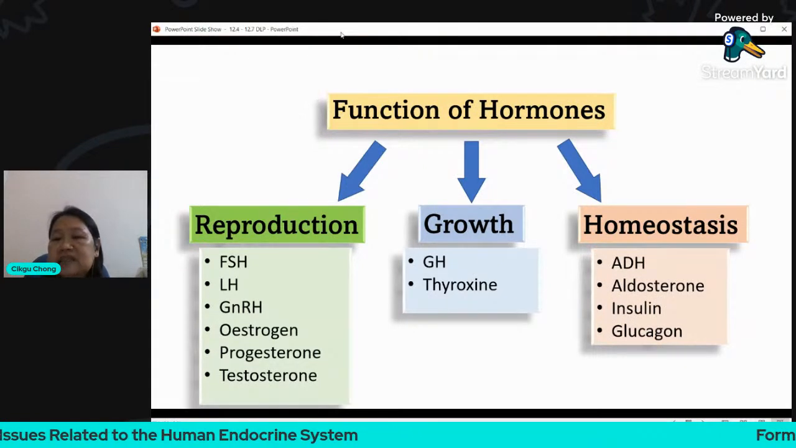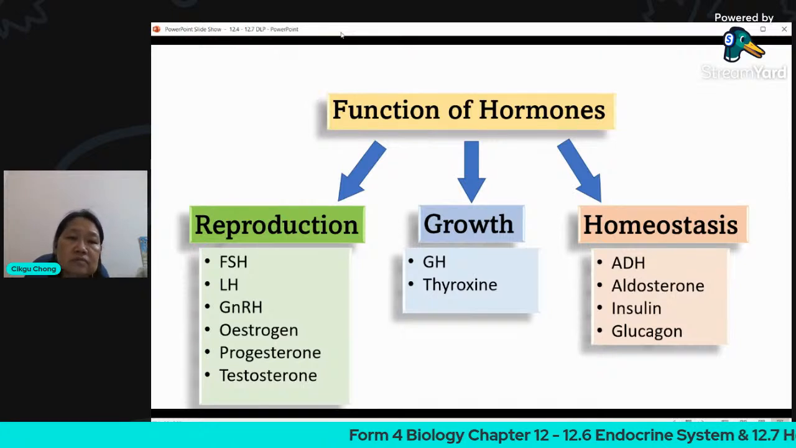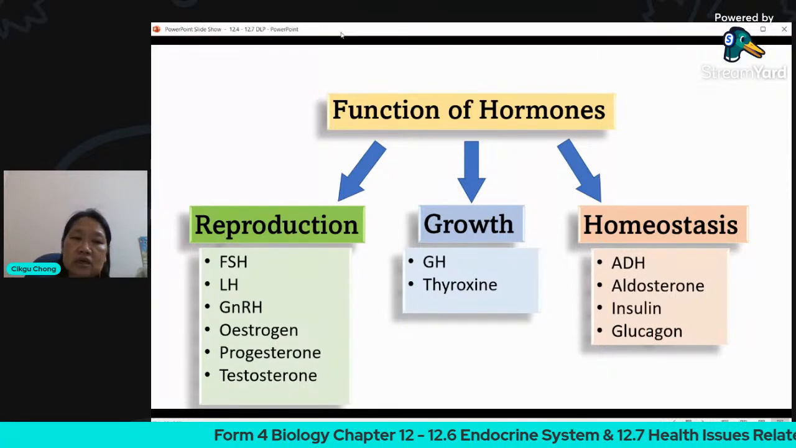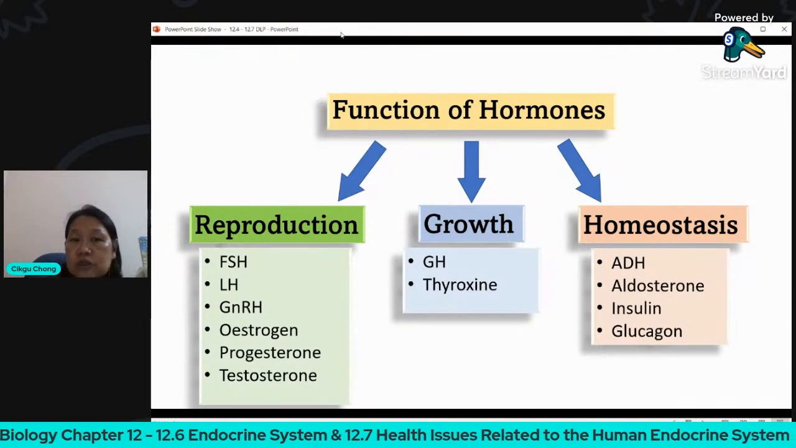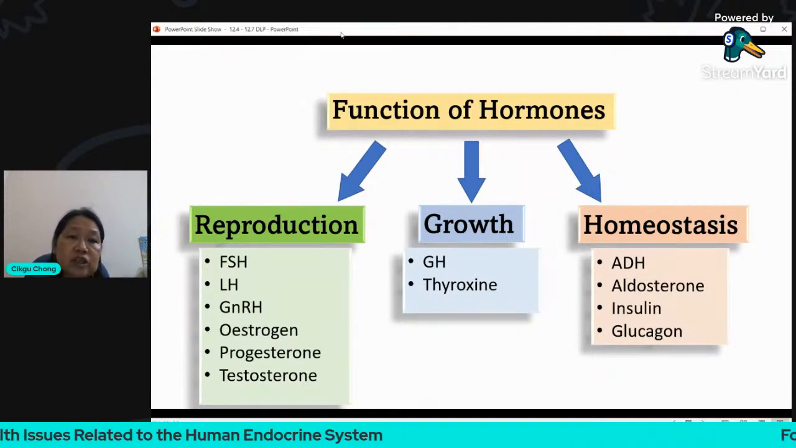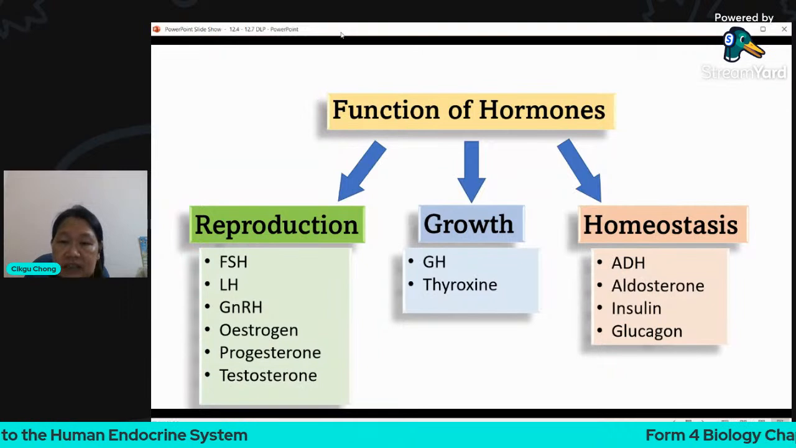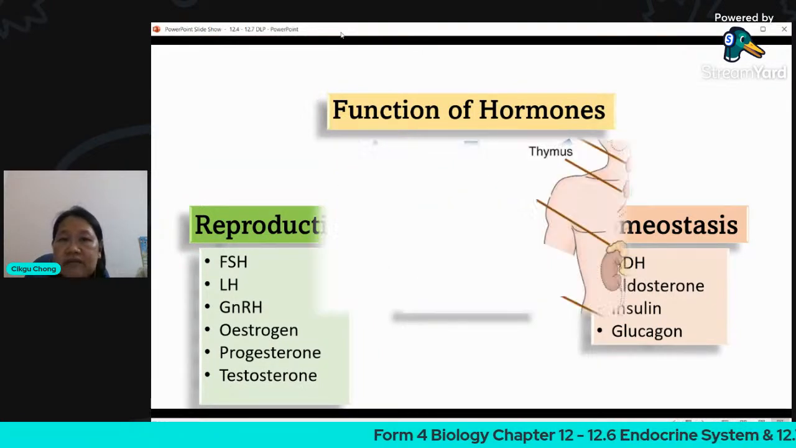For homeostasis, these are the hormones which play a role: ADH, which is anti-diuretic hormone, aldosterone, insulin, and glucagon. I will go through the function of each one later, one by one. So you need to know the grouping: what kind of hormone is used, or we call it the function, in what kind of process, for growth, for reproduction, and so on. Clear? Right, next one.